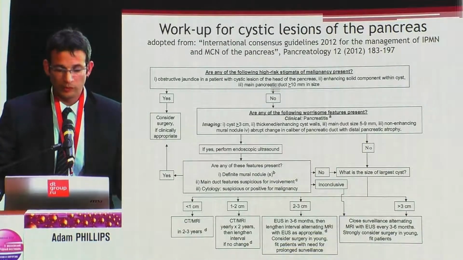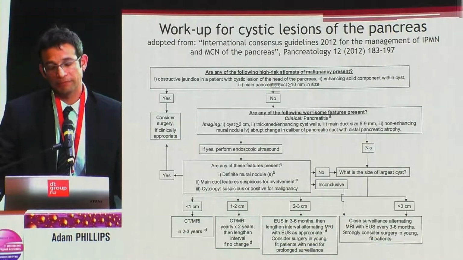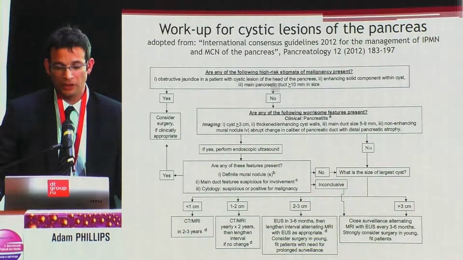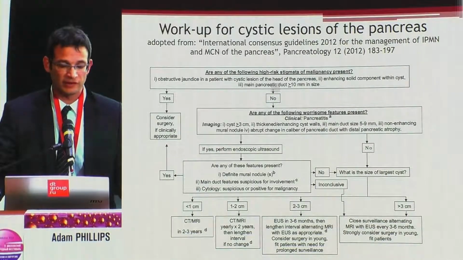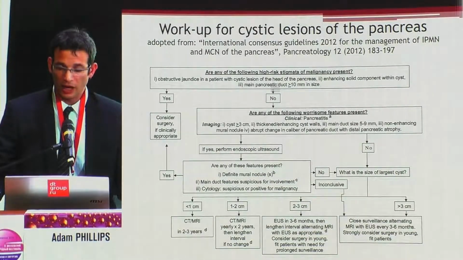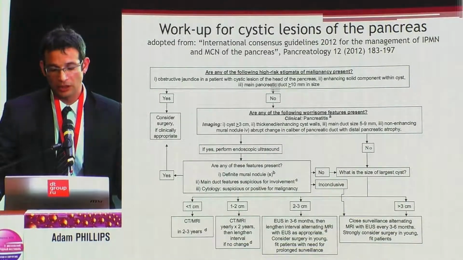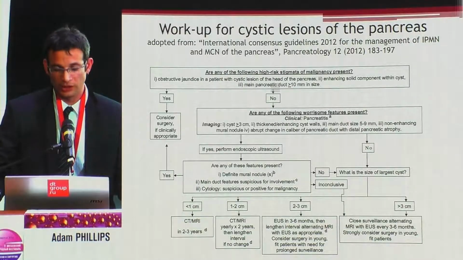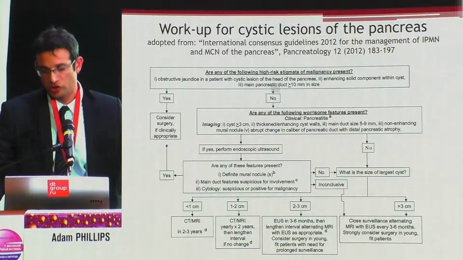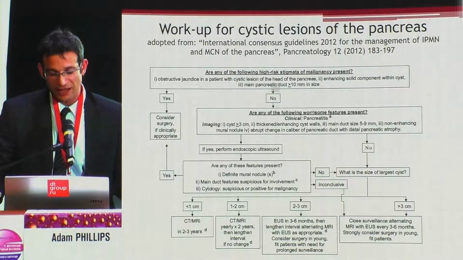So, what will we do with all the information we talked about? I'm using preferably the Sendai revised in 2012. I'm using the high-risk stigmata for the patients that I send to surgery. I use the worrisome features and do an EUS and then decide if these patients will be better with surgery or follow-up. And if follow-up, it depends on the size of the cyst.